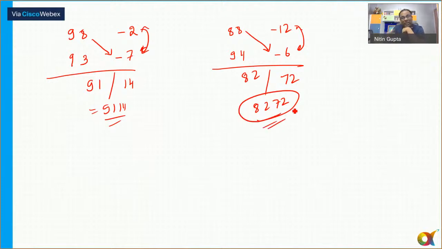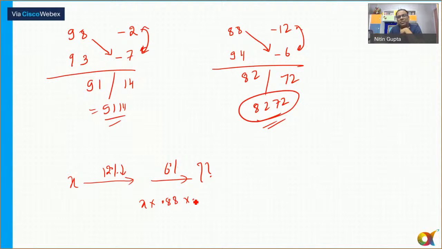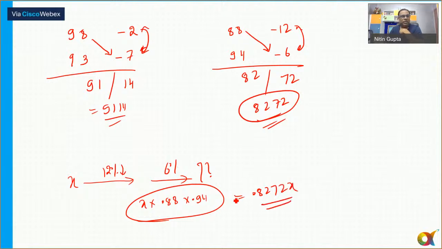And the question is, where will I be needing all these things? I say in a certain year, something is X. Then there is a decrease of 12%. And then there is a further decrease of 6%. And what is the final value? So I can say this is X into 0.88, since a 12% decrease means 0.88, and a 6% decrease means 0.94. So I can say straight away this value is equal to 0.8272 times X. So these are the applications here.